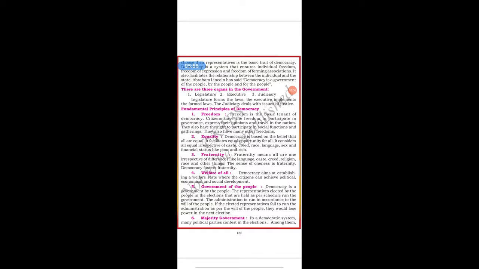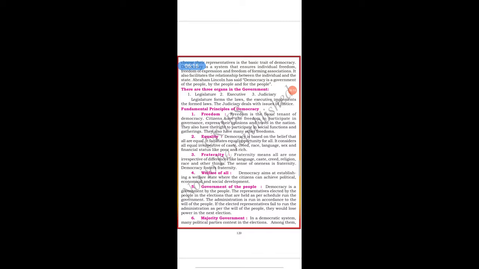That is legislature, executive, judiciary. Legislature is nothing but those who form the law. Executive implements the formed laws. Judiciary deals with the issues of justice. So if the people are not following the laws, the judiciary has the right to punish them, whoever it may be.